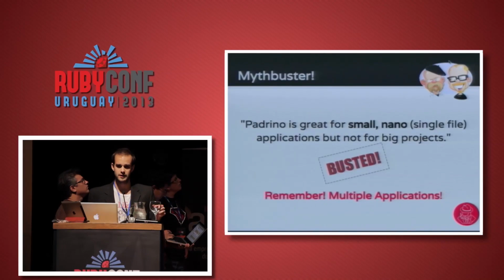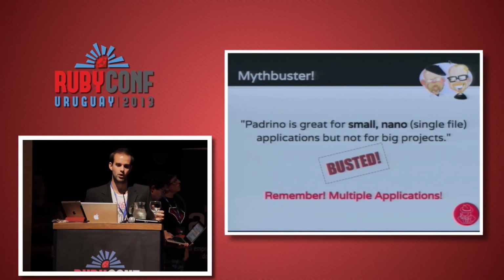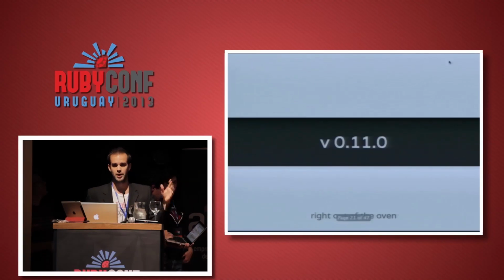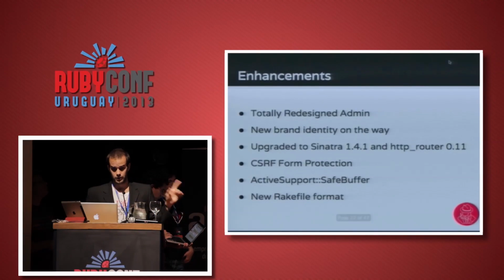Multiple applications are those that allow us to encapsulate this knowledge in different modules, which you then add, and you can do more complex things. For example, you can have your site, your blog, your product gallery, your backend with Padrino, and many more things.